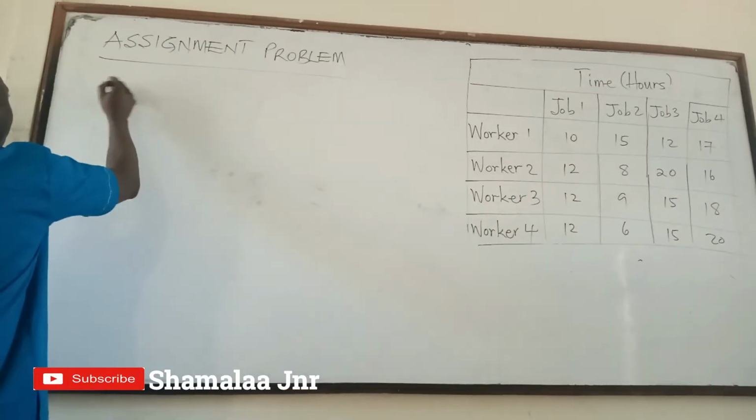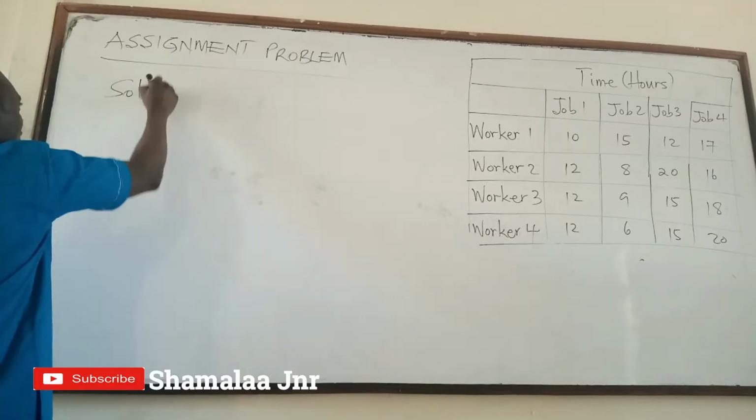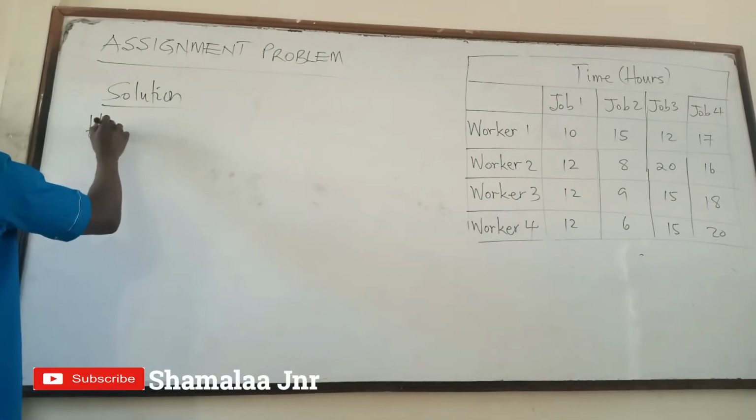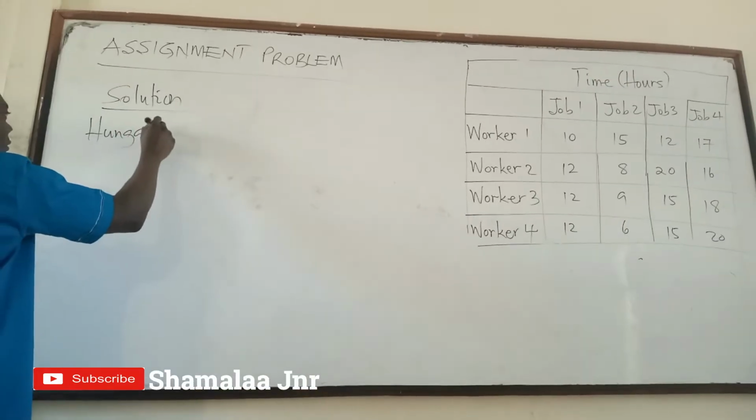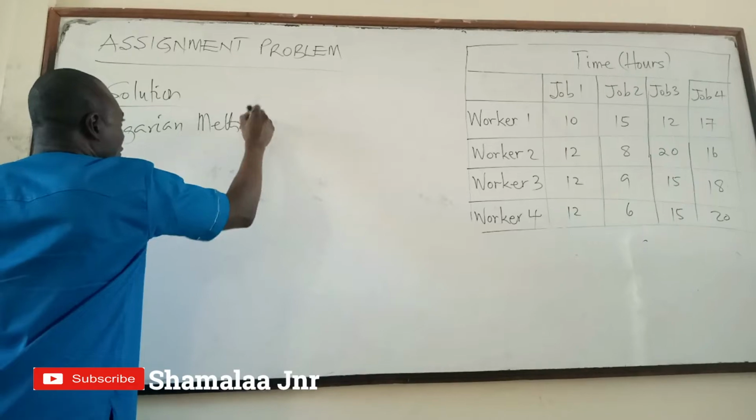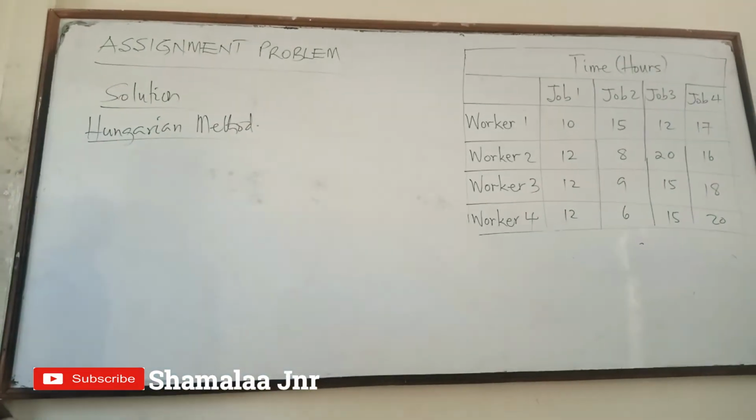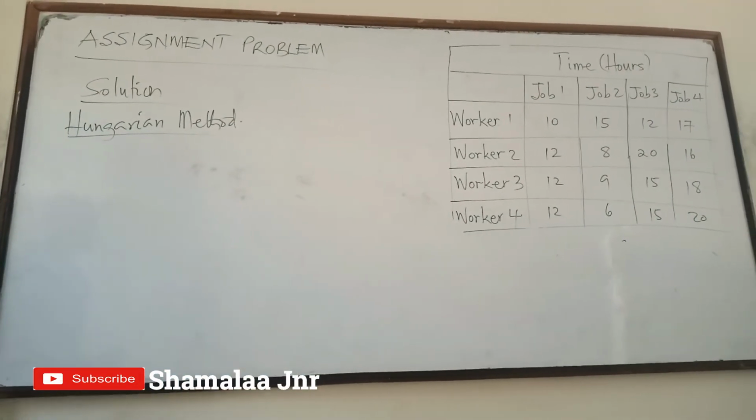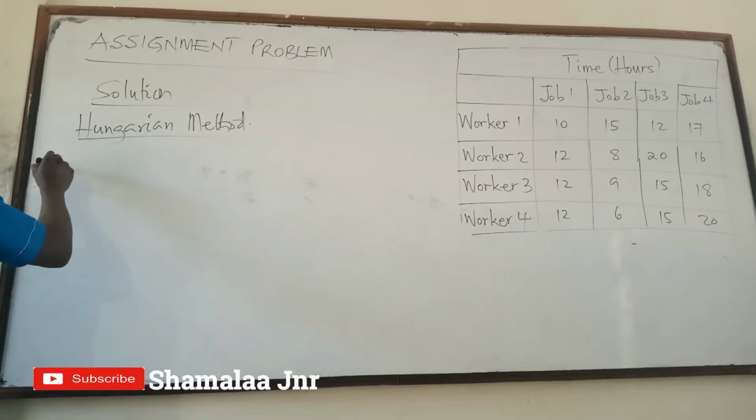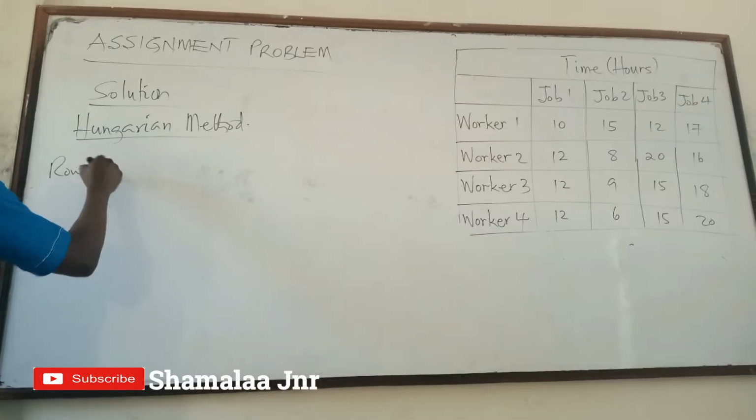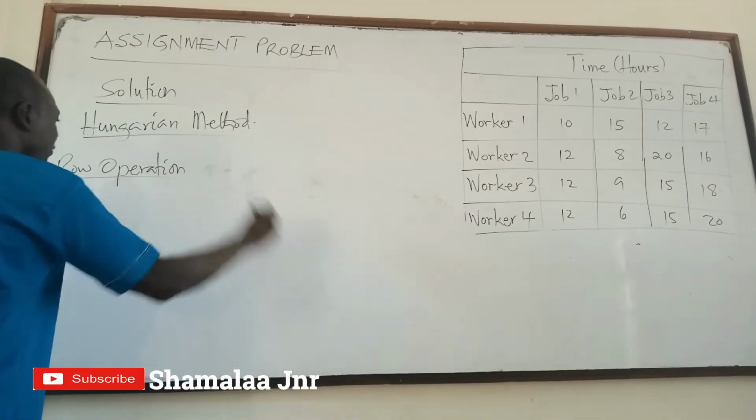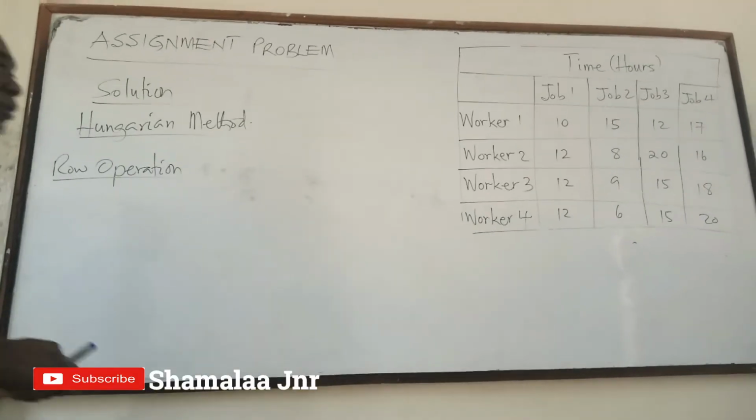So, the solution, and you are using the Hungarian method. This is the method you are using. Now look on the board. The first thing to do is what we call the row operation.